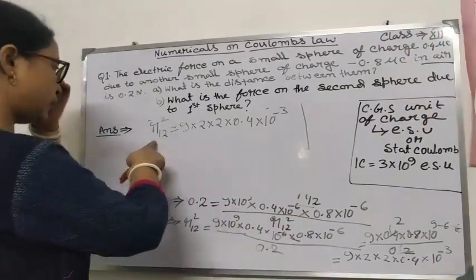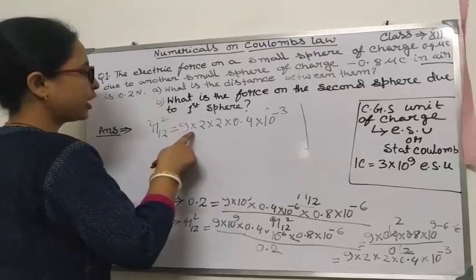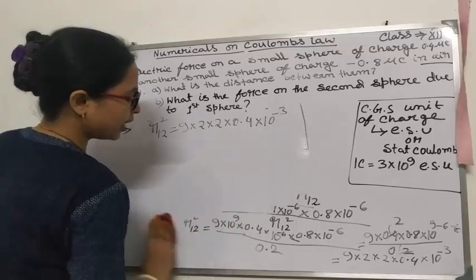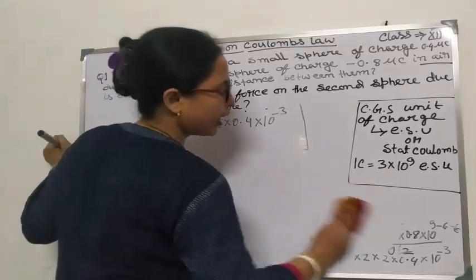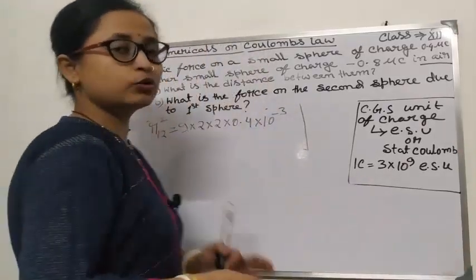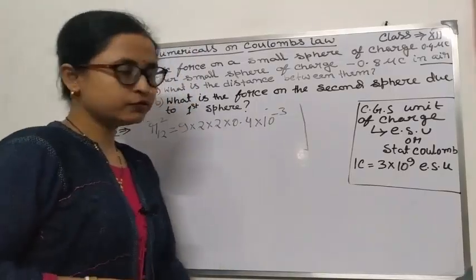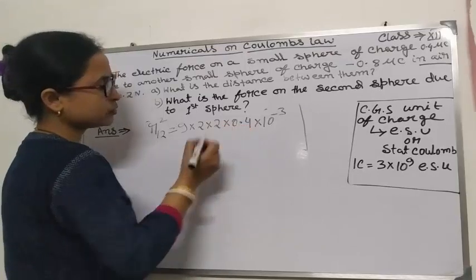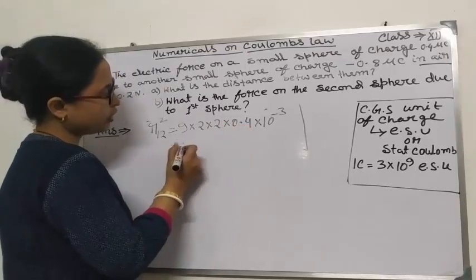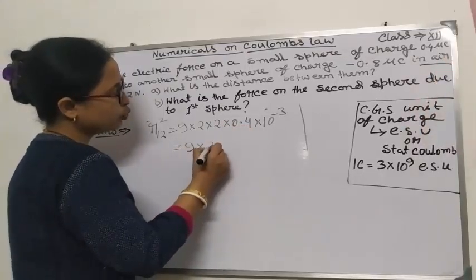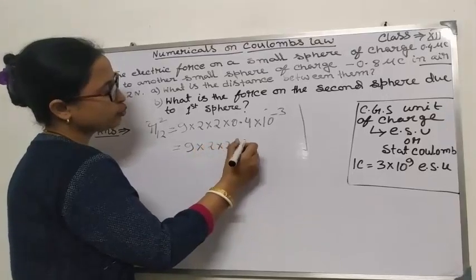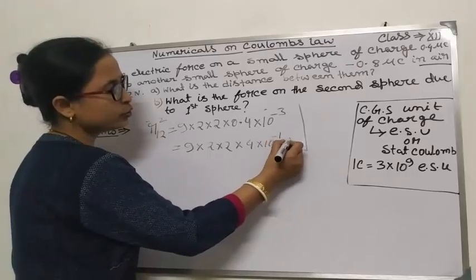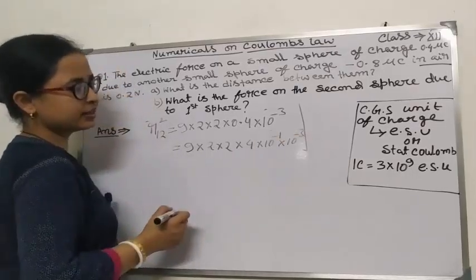Now from this we have R12 square is equal to 9 into 2 into 2 into 0.4 into 10 to the power minus 3. Now we have to find the value of R. If you do this calculation like this, it will be easy for you. That's why I am showing. So 0.4, can you write it like this, 9 into 2 into 2 into 4 into 10 to the power minus 1 into 10 to the power minus 3, like this.